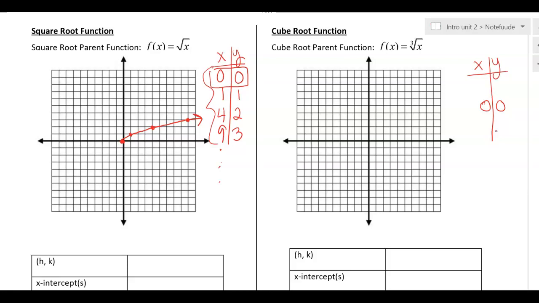Can we take the cube root of -1? Is it nice and convenient? Yes. Okay, so we'll use -1. And the cube root of -1 is -1. All right, sorry guys. -1 is -1, so we pick that.